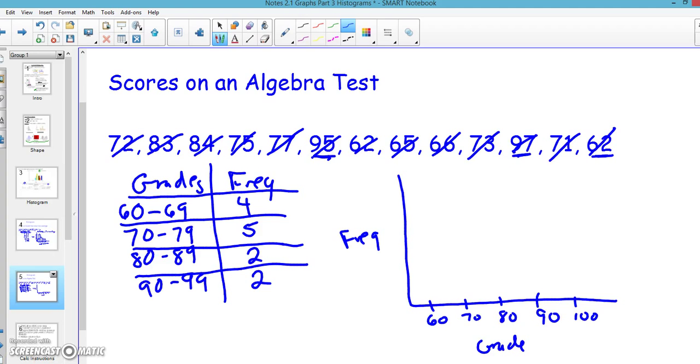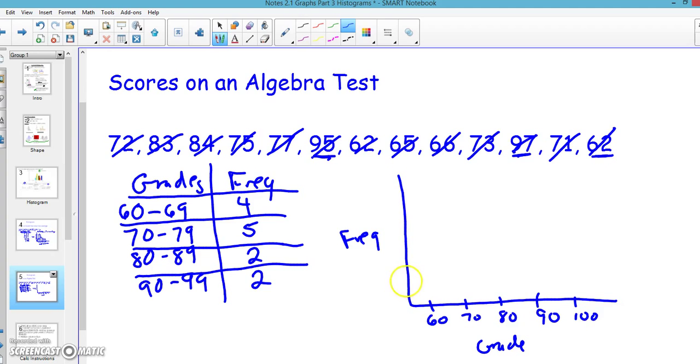Okay, so I have found 4, 5, 2, and 2 respectively for the counts of my scores of my algebra test. And I have gone ahead and drawn in my x and y axes. So my x-axis is the grades. Notice I went ahead and just put kind of every 10th number, 60, 70, 80, 90, 100. So I'm going to, in this case, draw the bars in between the values, since my grades that were in the 60s would be anything from 60 all the way up to 70, because I'm going to assume there's not a 69.5 possible, for instance.